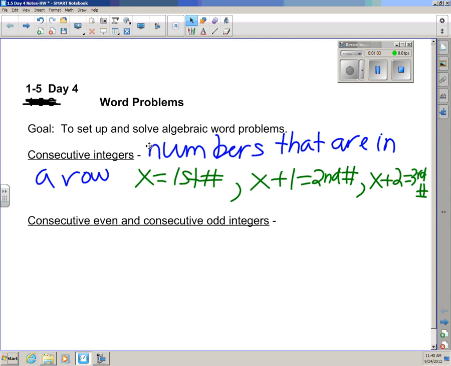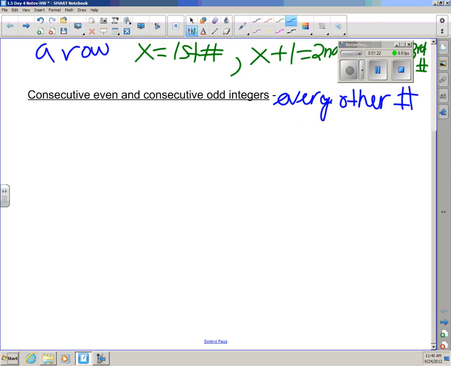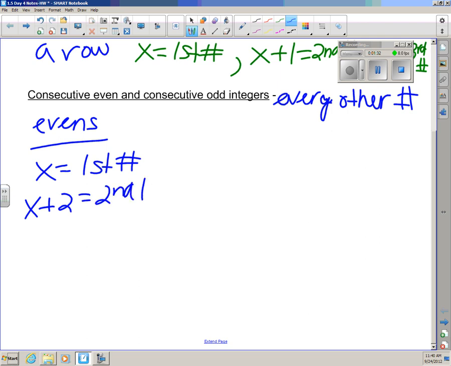Those are consecutive integers. Then you have consecutive evens and consecutive odds, and those happen to be every other number. You're skipping one in between. So when we start talking about consecutive even integers, and we talk about the first, second, or third consecutive evens, if the first number we don't know, we're going to call it x, and then I skip over the next number and go to the following number, that's x plus 2, and then when I skip over and go to the third number, it's x plus 4.